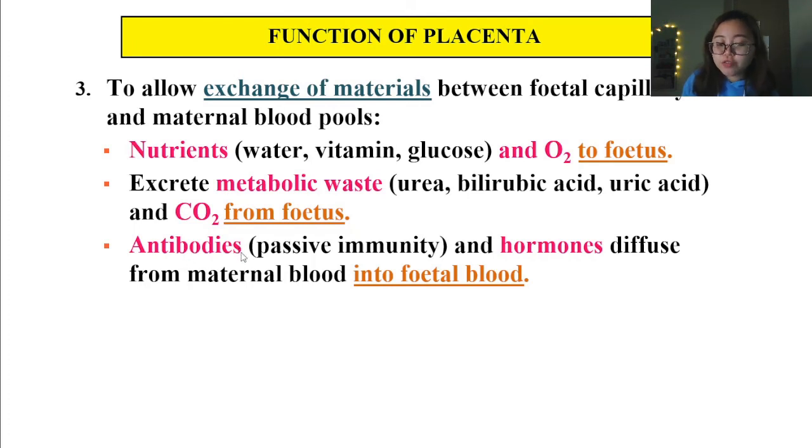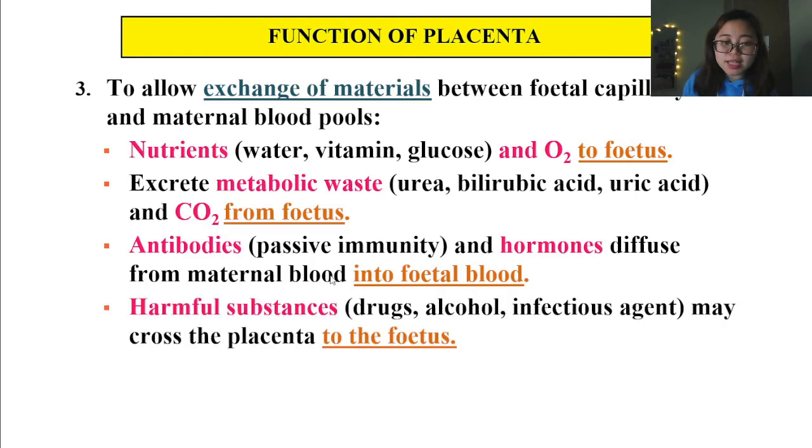Antibodies, which function for passive immunity, and hormones will diffuse from the maternal blood into the fetal blood. So ada hormon dengan antibody dari ibu ke anak melalui placenta. And this is not really a good function, but this is possible to happen. Harmful substances such as drugs, alcohol, and infectious agents may cross the placenta to the fetus. Ini bukan fungsi utama kenapa kita ada placenta, tapi ini adalah benda yang boleh berlaku kalau kita mengandung.